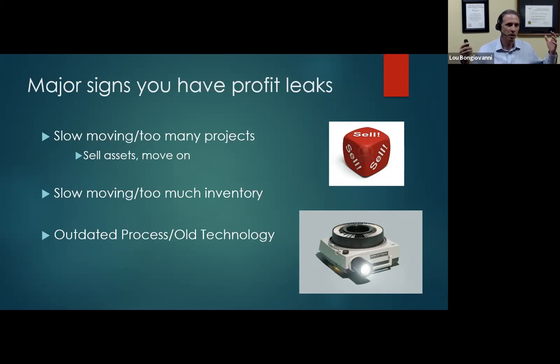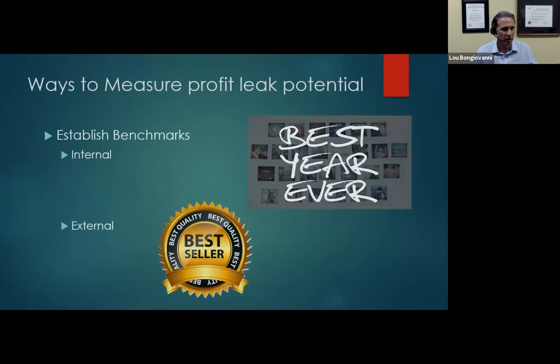Okay, so now we've talked about minor signs of profit leaks. We talked about major signs of profit leaks. I've given you examples of it. Now we know we have profit leaks. Like I said, every company does. How do you measure how bad of a leak it is, and how do you therefore fix it? So let's talk about the measuring part here. So how do you measure it?